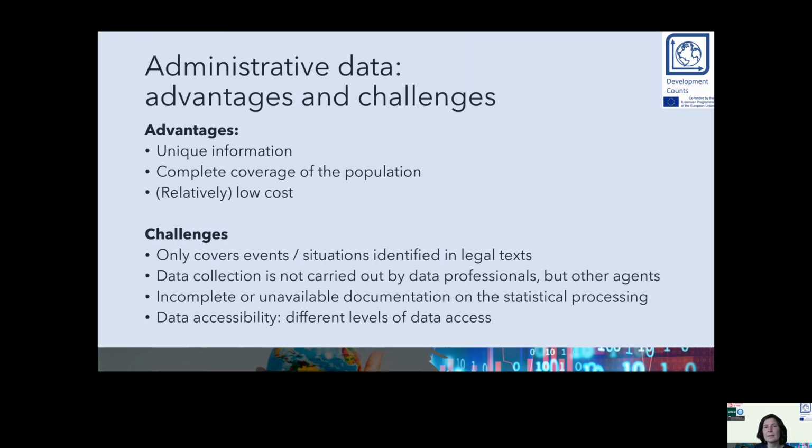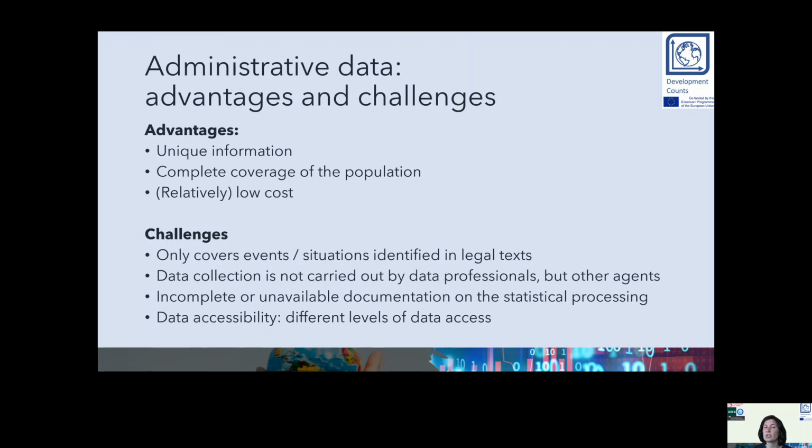However, when this data that is collected by administrations is used for statistical purposes, challenges arise. First of all, these sources only provide data and information on situations defined in legal texts. Therefore, it is extremely important to be aware of the conditions in these texts to access a benefit, for example, to receive a single parent benefit or to receive a residence permit, and more importantly, of the possible changes in order to correctly analyze and interpret the data.